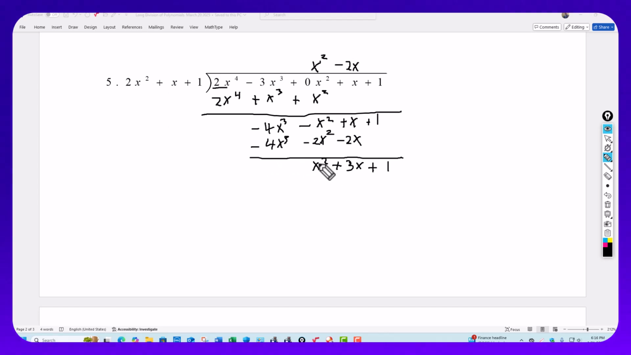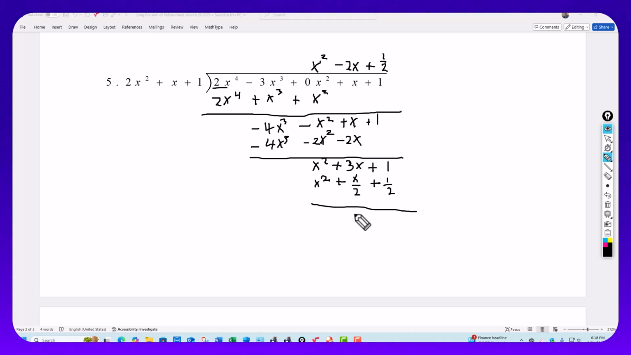So 2 divides into x squared. The x squareds cancel out. And I get a plus 1/2 here. And then I multiply again the divisor by the 1/2. So 1/2 times 2x squared is x squared. 1/2 times x is a plus 1/2 x, or x over 2. 1/2 times 1 is 1/2.